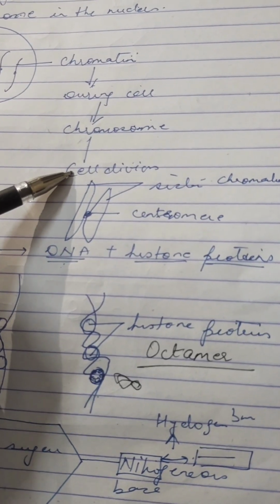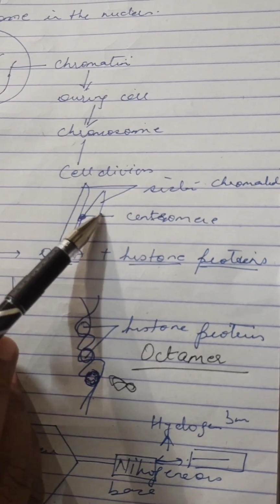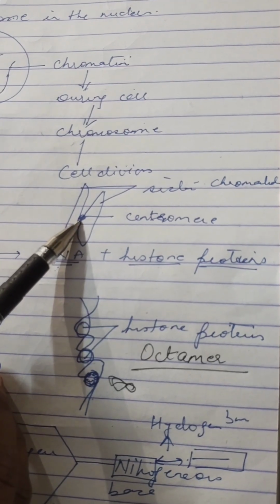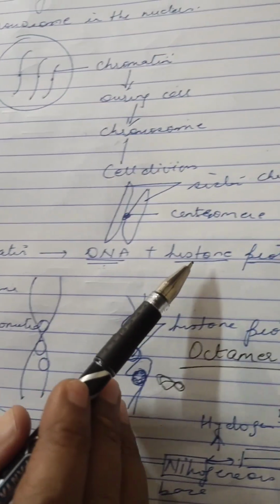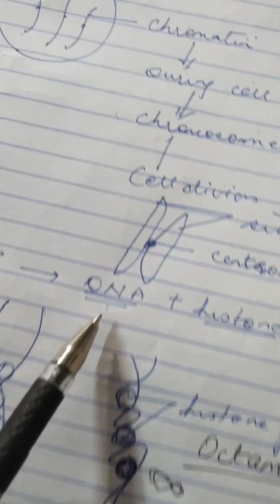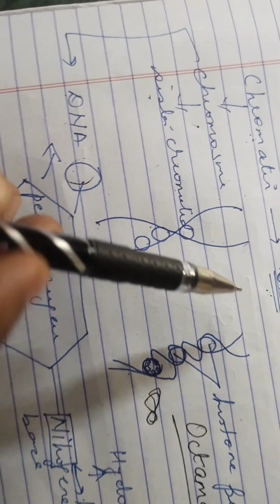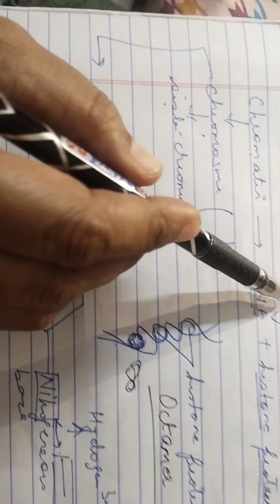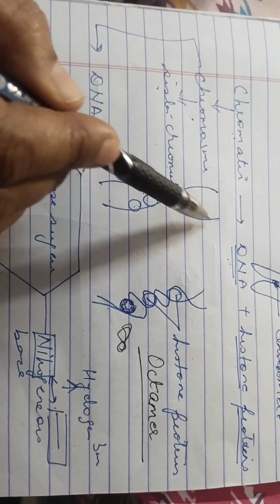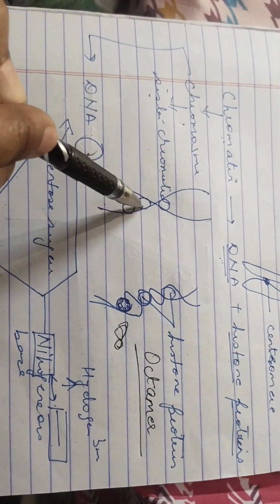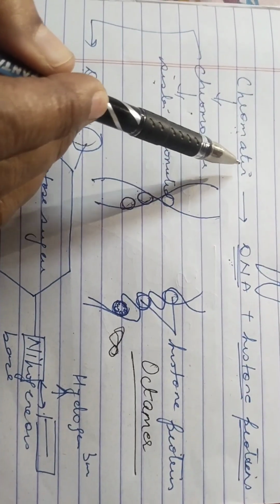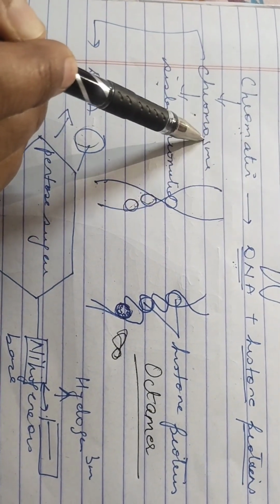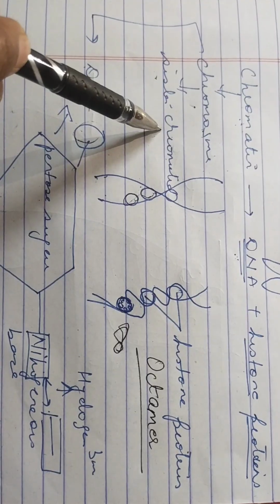When the cell division takes place, the chromosome consists of two sister chromatids which is attached at a point which is known as centromere. A chromatin consists of DNA and histone proteins. This DNA, a double helix structure, is present in a sister chromatid. It is a double helix structure and it is coiled around histone proteins which makes up the chromatin. That is a chromosome. Chromatin becomes chromosome, and chromosome consists of two sister chromatids.